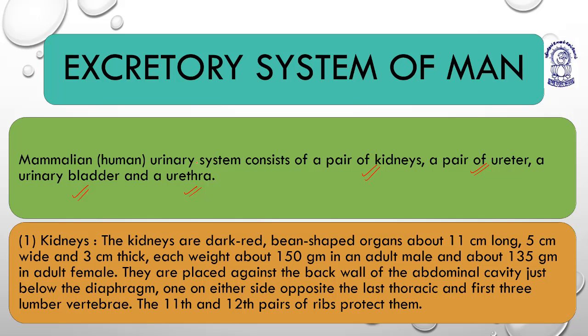Kidney. They are dark red, bean-shaped organs. The dimensions are 11 centimeter long, 5 centimeter wide, and 3 centimeter thick. Each kidney weighs about 150 gram in an adult male and about 135 gram in an adult female.